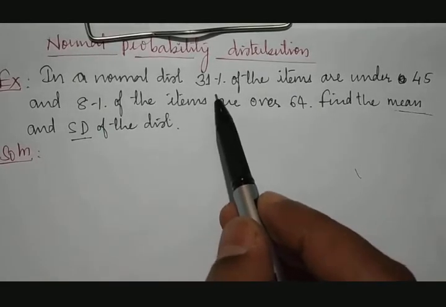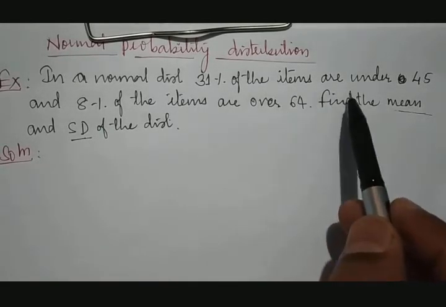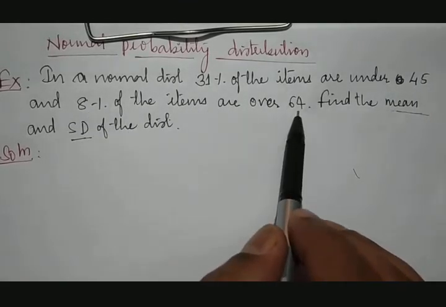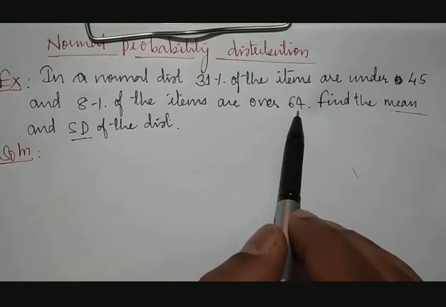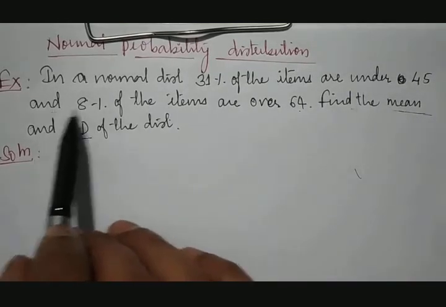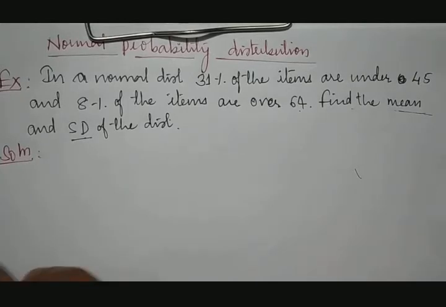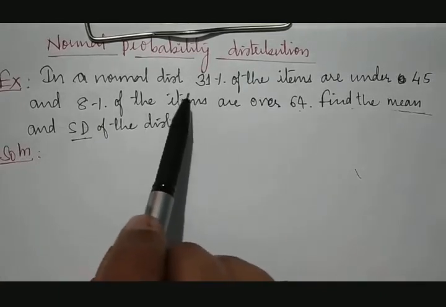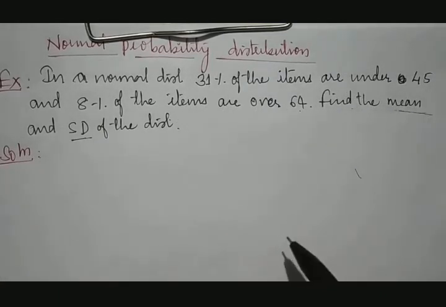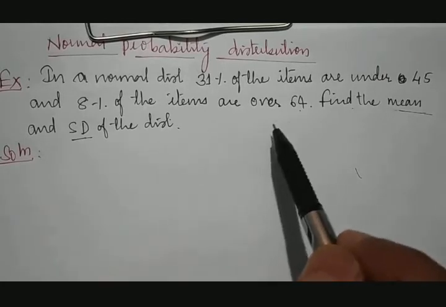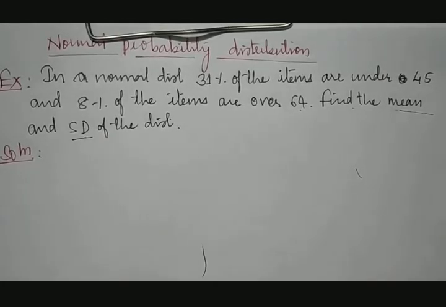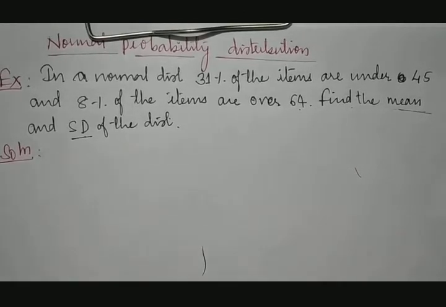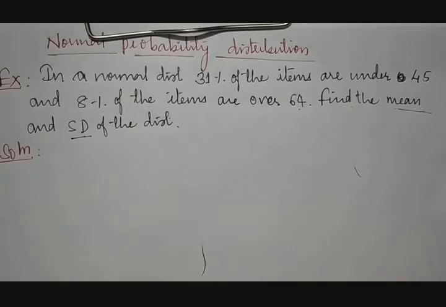In a normal distribution, 31% of the items are under 45 and 8% of the items are over 64. Find the mean and standard deviation of the distribution. Means what? We have taken an analysis of a bulk consignment. In that, 31% of the items are under 45 and 8% of the items are over 64. Then we need to calculate the mean and standard deviation of this distribution, whatever distribution we have taken.